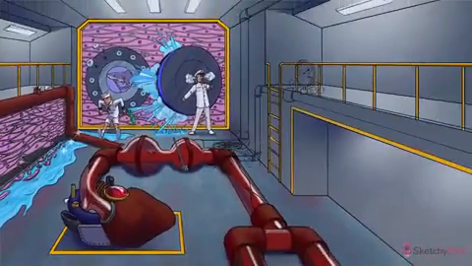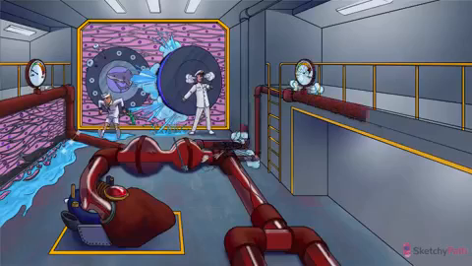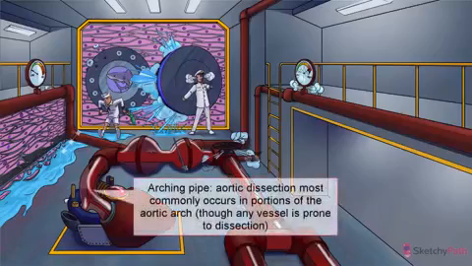While it's possible to have an acute dissection of the abdominal aorta, it's pretty rare. The overwhelming majority of aortic dissections occur in the thoracic aorta, which is why we've recreated the thoracic aorta on the floor here, with this huge red pipe representing the aortic arch.